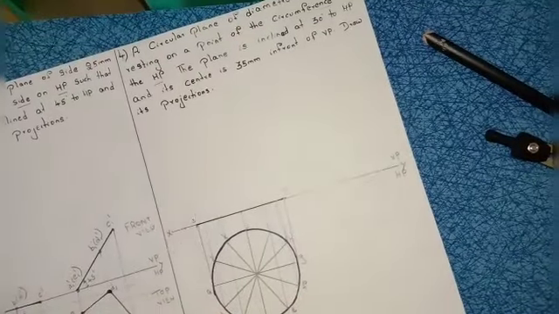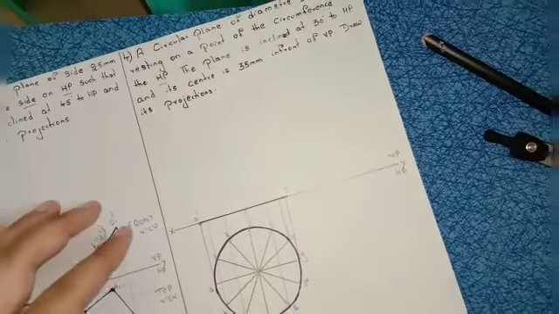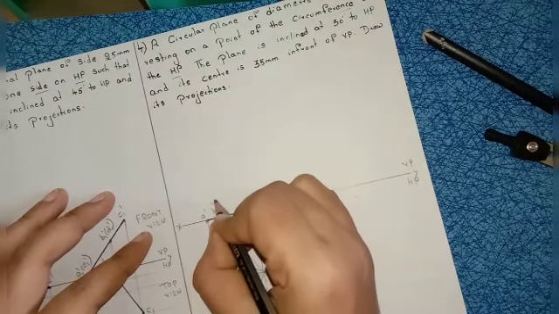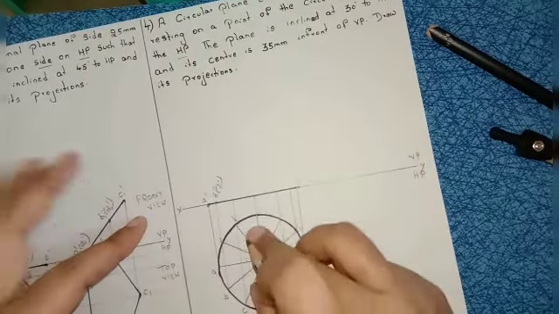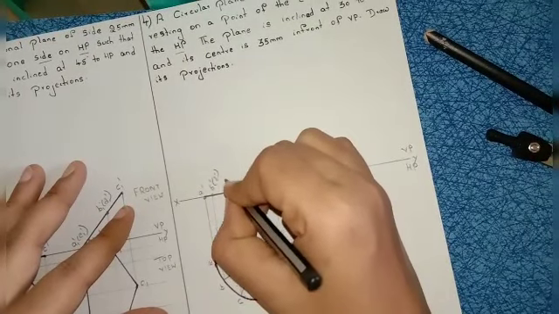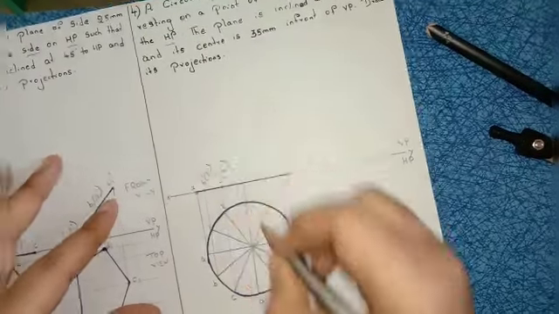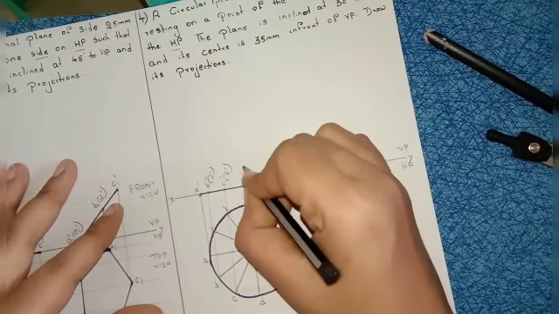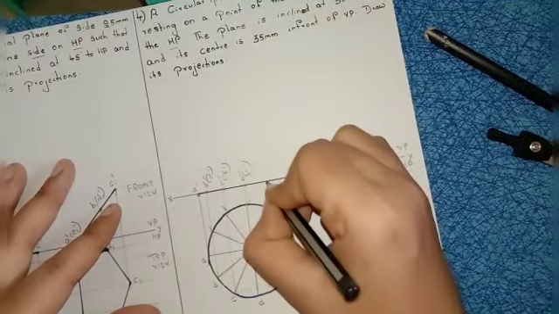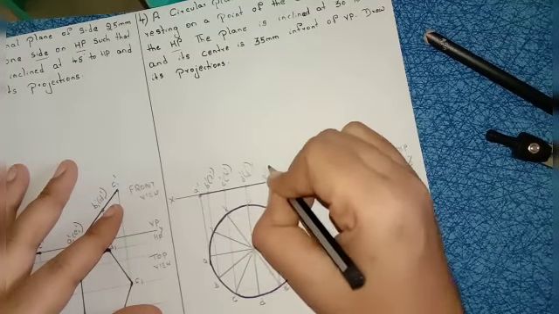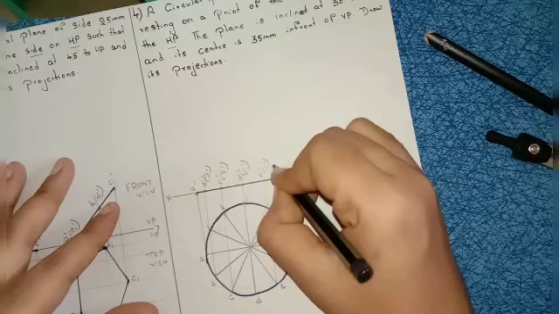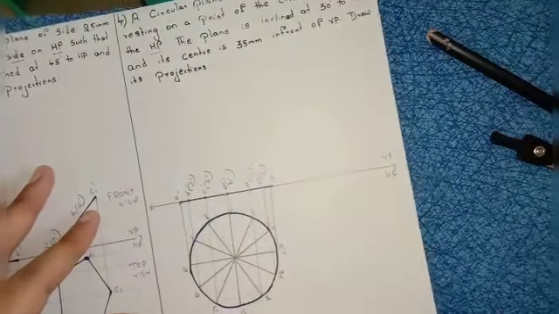Now B and L, name this point as B dash of L dash. C and K, name this point as C dash of K dash. D and J, name this point as D dash of J dash. E and I, name this point as E dash of I dash. F and H, name this point as F dash of H dash.